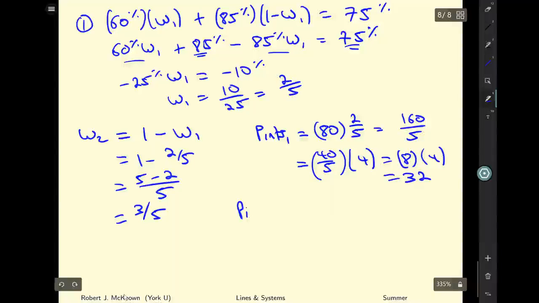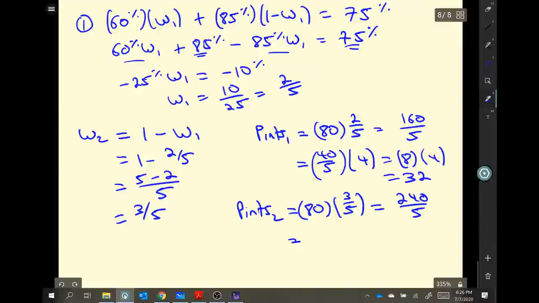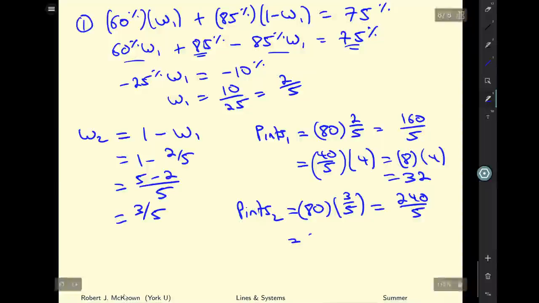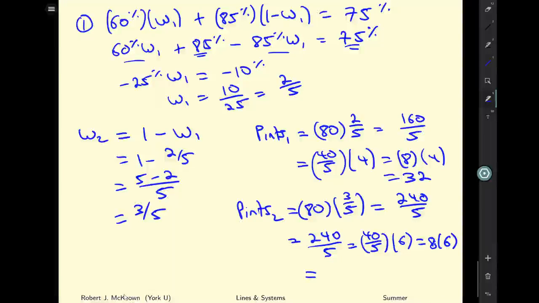Now we go with pints 2. How many pints of the second type of fruit juice are we going to need? Well, there are other ways to do this, but I'll do it the long way. And like I did before, I'm going to have 240 over 5. It's like 40 over 5, which is going to be equal to 8, times 6. And I get 8 times 6, which is going to be equal to 48.